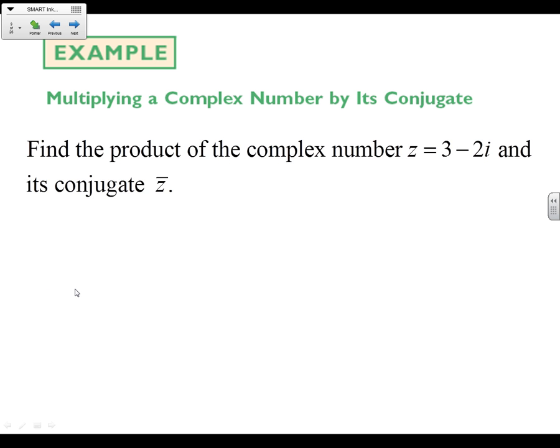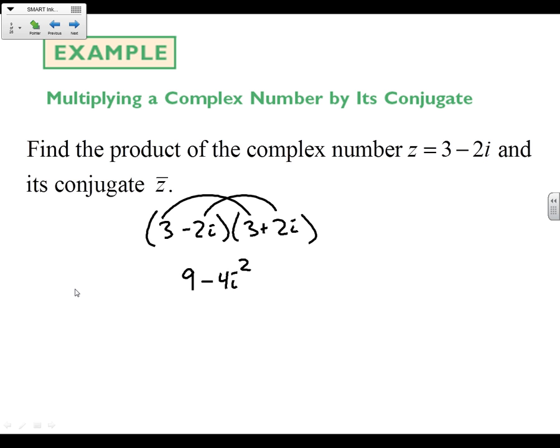All right, so find the product of the complex number 3 minus 2i and its conjugate. So 3 minus 2i times 3 plus 2i. Let's go ahead and FOIL this, but we shouldn't need to because this is 9 minus 4i squared. Right? We should be able to do this right away. This is the difference of squares. And this is going to be 9 minus 4. Remember, i squared is negative 1.